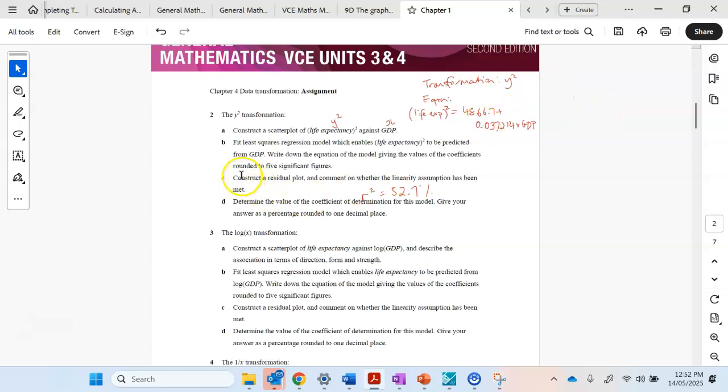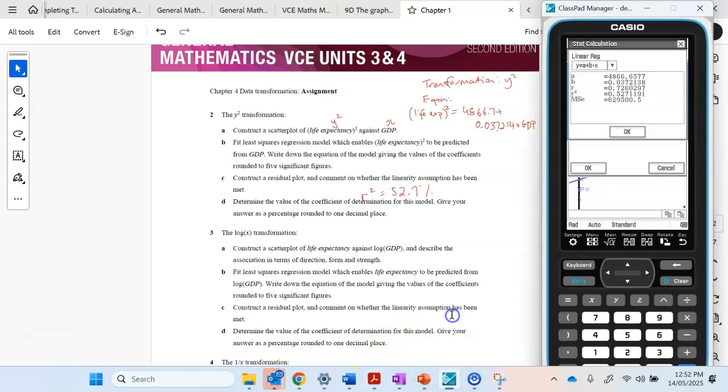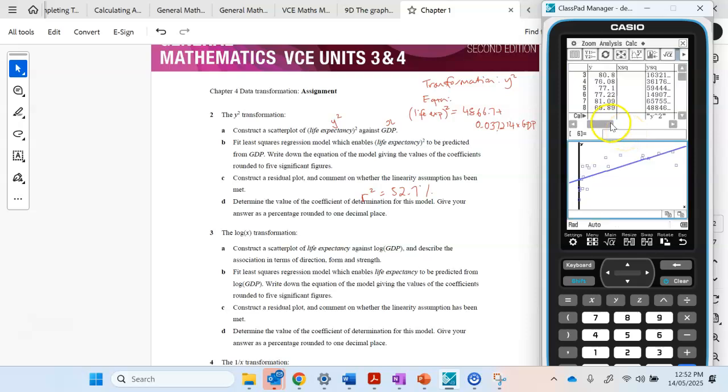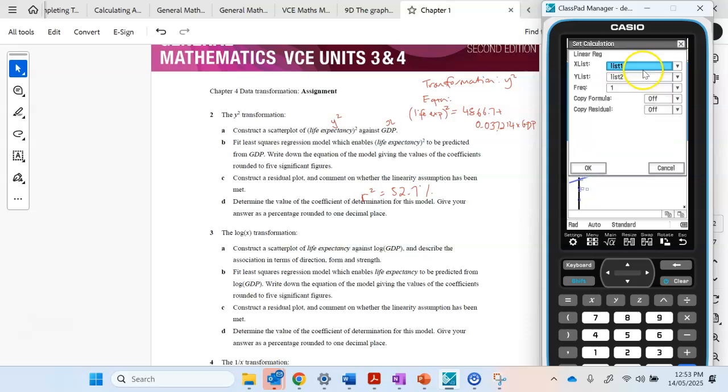All right, part C. Yeah, so let's do our residual plot now. Okay, so we go okay. And it hasn't put residuals in, so let's go ahead and do that. So if we're doing a residual plot, we do have to do, actually, I should have done it here. Sorry, guys. So going back, putting y squared in.